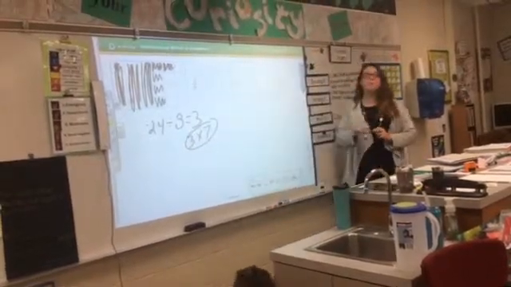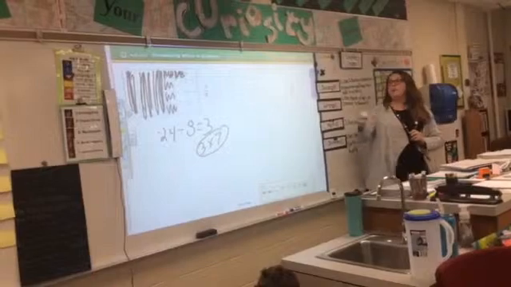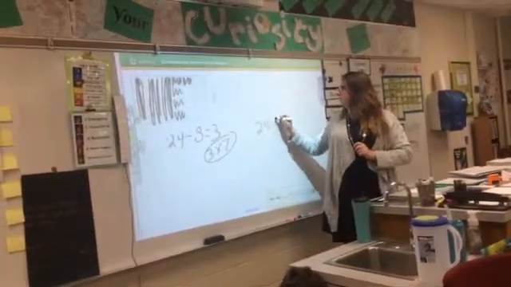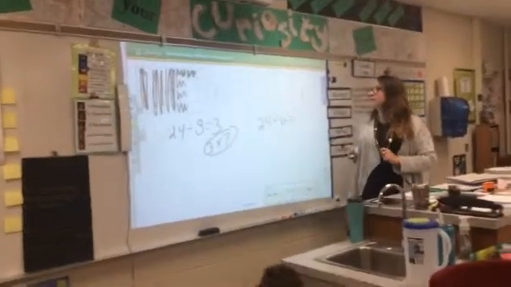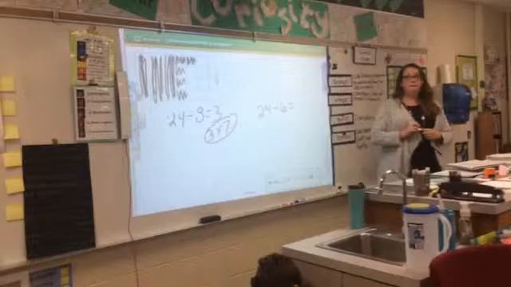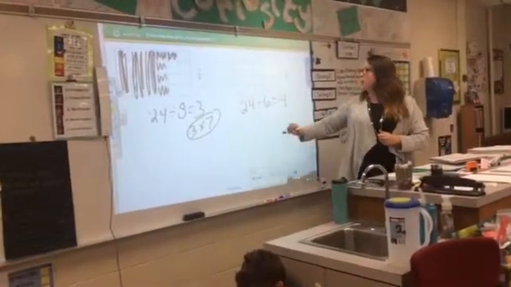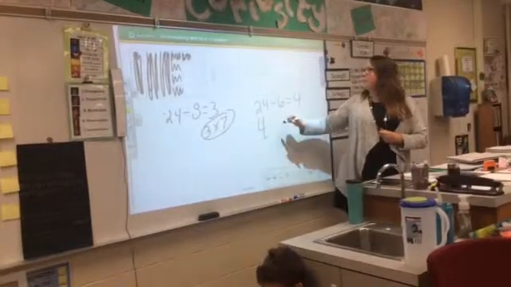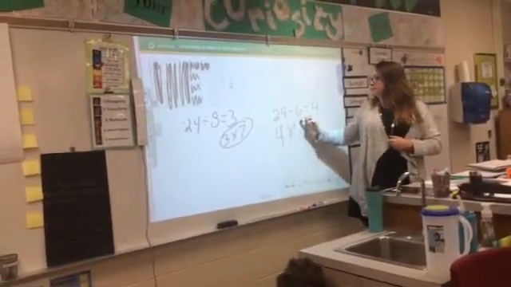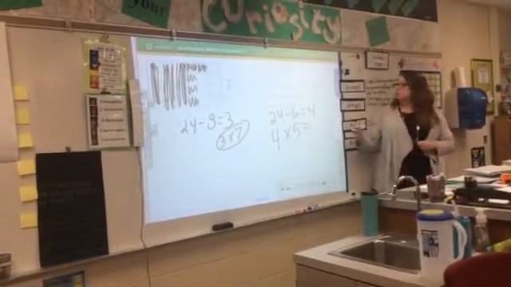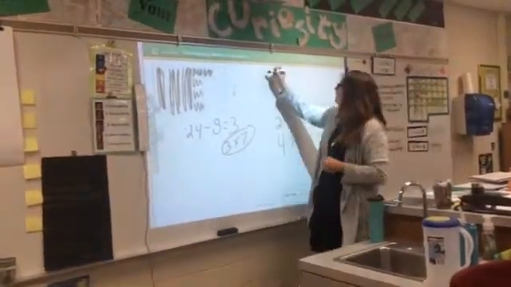Okay, so let's do the same process over here. How many groups of 6 can we get? We're taking the denominator. How many groups of 6 can we get on 24? 4. So if I have 4 groups of 6, and I need to know how many would be in 5 groups of these, how many would I color? 20. So go ahead and color in 20 right now.